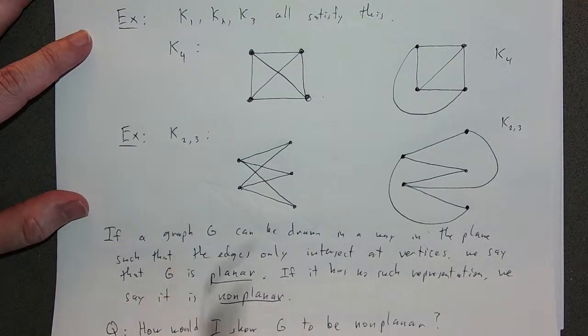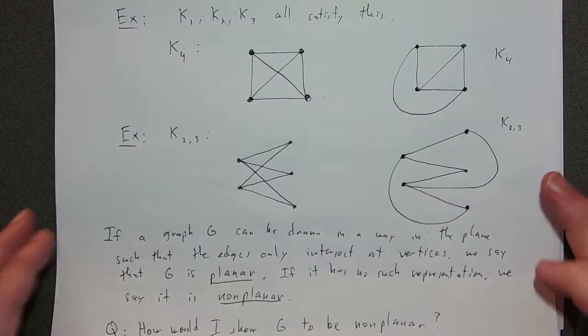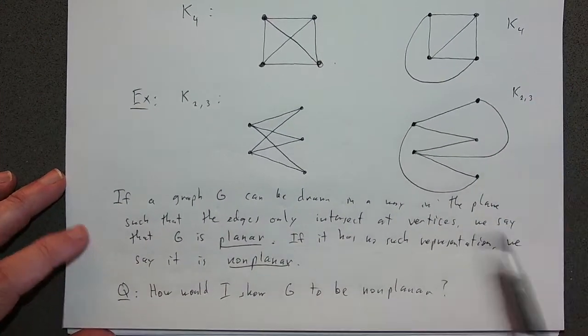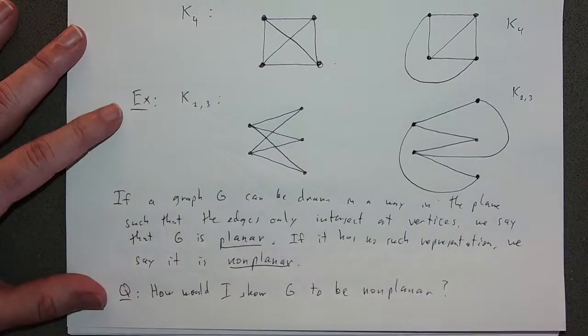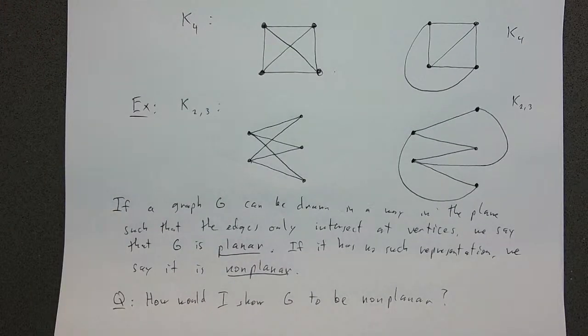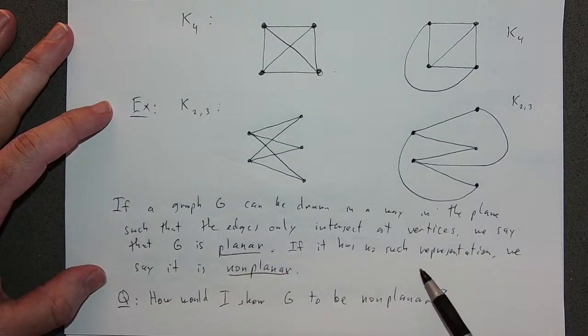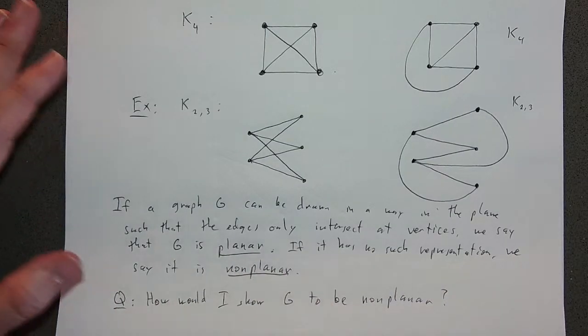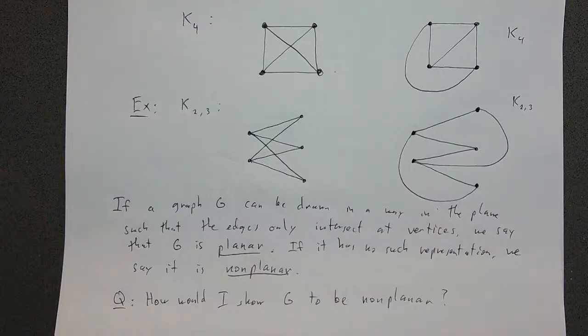Same thing here for K2,3. To show that it's planar, I just need to exhibit a single planar representation. There it is. So showing that something is planar is a straightforward process. But if a graph can possibly be non-planar, how would I even know it? How would I be able to prove it? I would need to show that no such drawing of the graph in question can exist. I would have to show that every possible drawing of the graph in the plane, every possible representation of the graph in the plane, had edges that intersected at points that were not vertices.